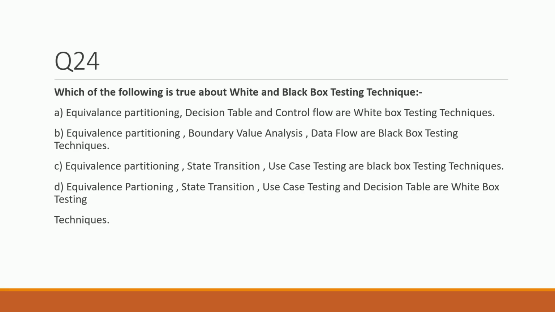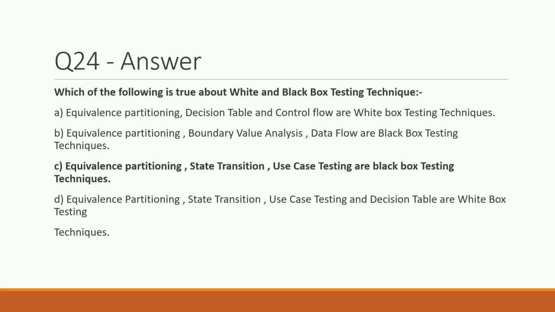Question 24 is which of the following is true about white and black box testing techniques? Equivalence partitioning, decision table and control flow are white box testing techniques. Equivalence partitioning, boundary value analysis, data flow are black box testing techniques. Equivalence partitioning, state transition, use case testing are black box testing techniques. Equivalence partitioning, state transition, use case testing and decision table are white box testing techniques. And the answer is C, where equivalence partitioning, state transition, use case testing are the black box testing techniques.